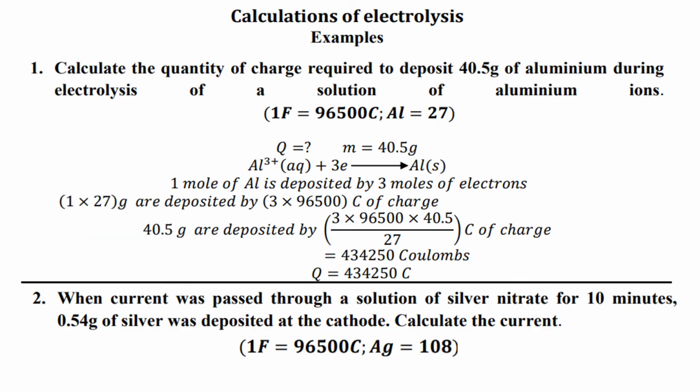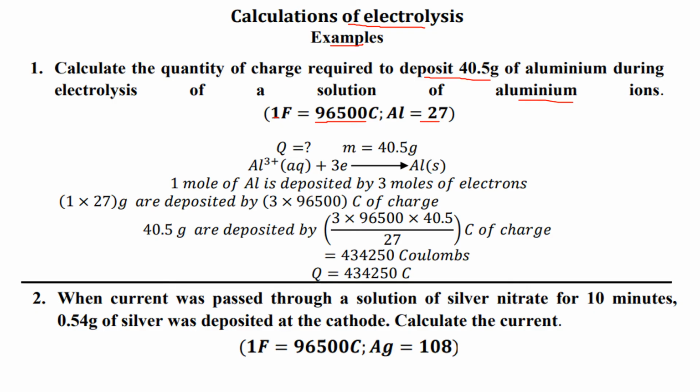Now let's start the calculations that are going to be involving the 2 laws that we have covered. So we're going to look at the calculations involved in electrolysis, and we are going to look at a few examples. We're going to calculate the quantity of electricity required to deposit 40.5 grams of aluminium during electrolysis of a solution of aluminium ions, provided 1 farad is equal to 96,500 coulombs, with aluminium having the atomic mass of 27.